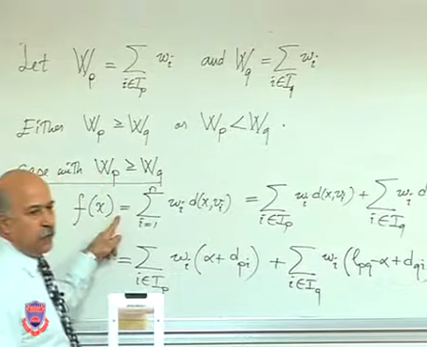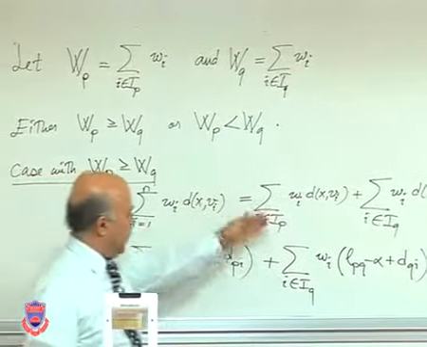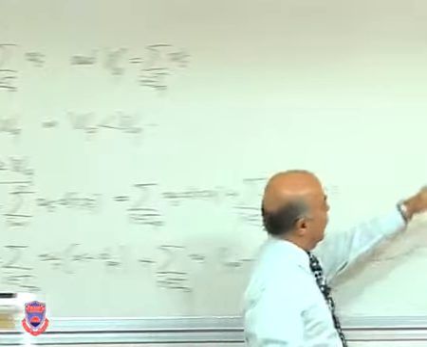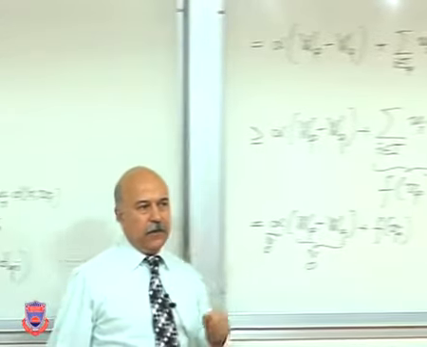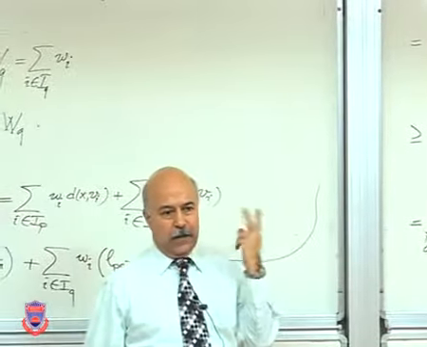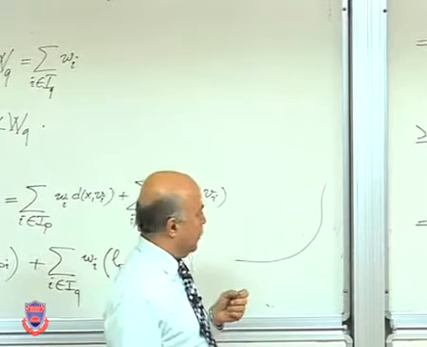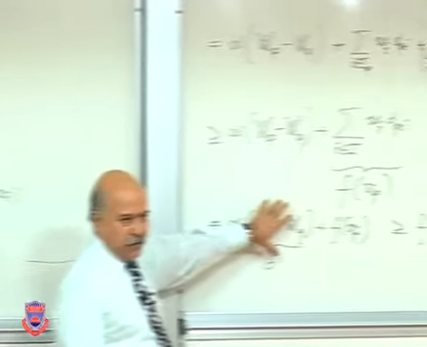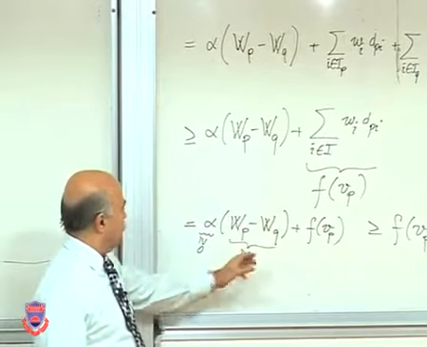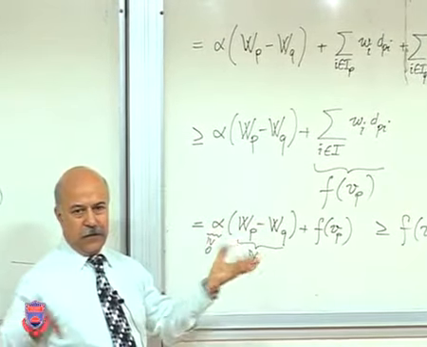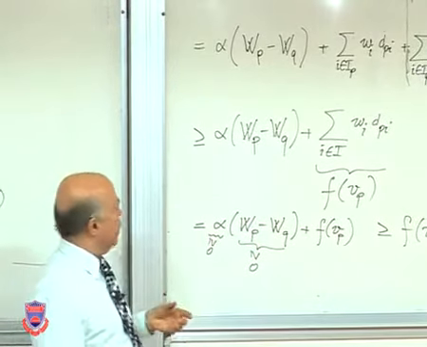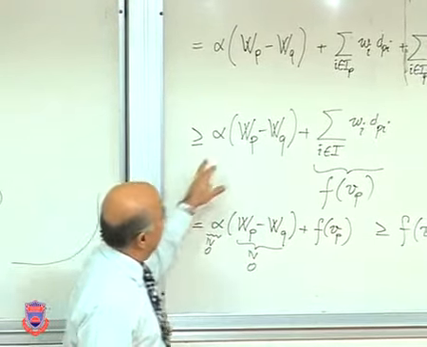Here we started out with f of x, and then we went through some equalities, and then an inequality, another inequality. In order for these inequalities to hold as equalities, what should be true? This should be 0, first of all, which means that if alpha is non-zero, then the total weight on one side should be the same as the total weight on the other side. And what else?